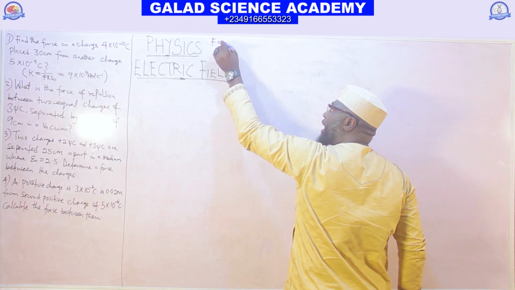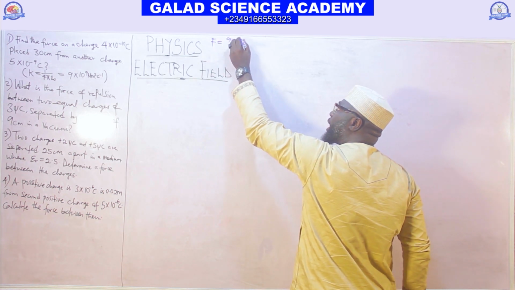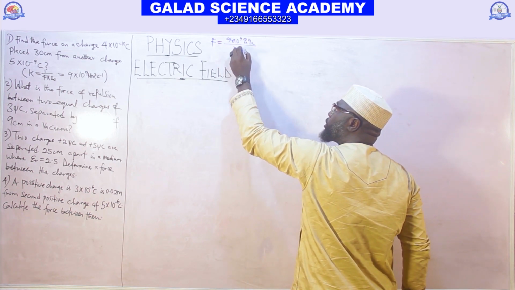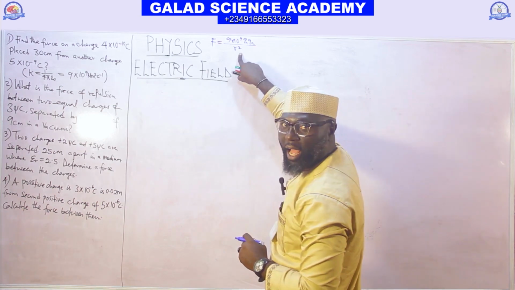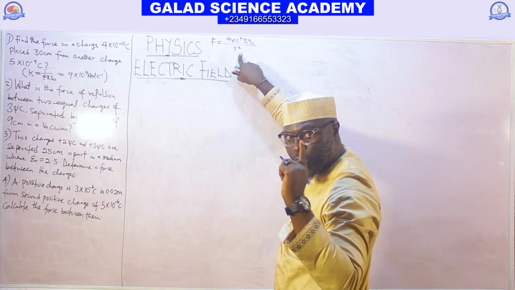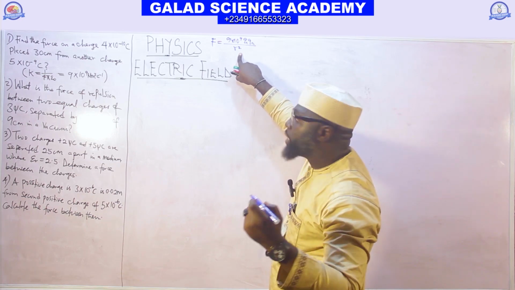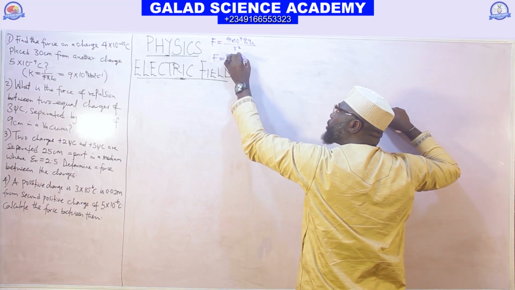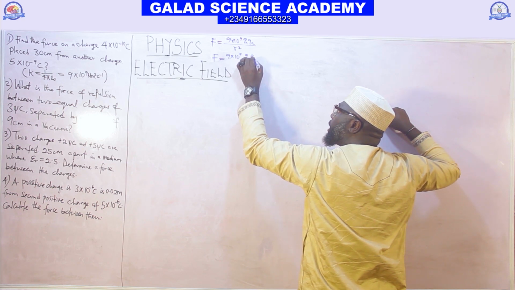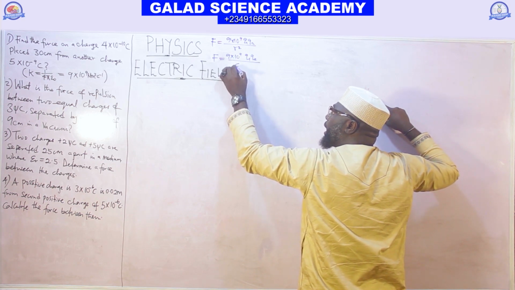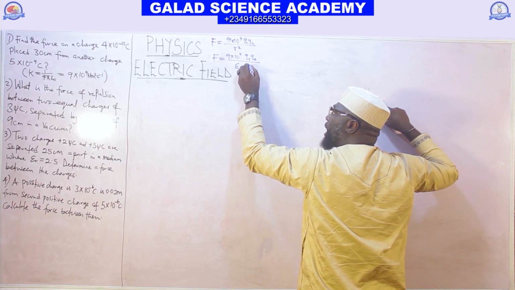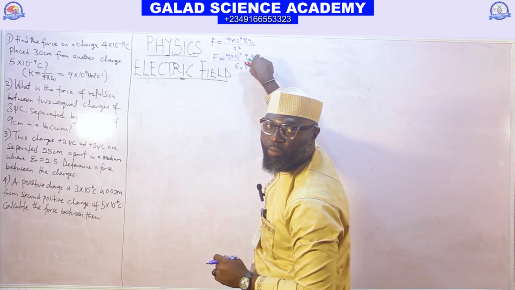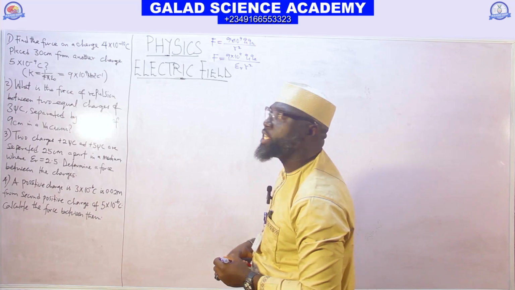The first one is what? F was 9 multiplied by 10 raised to power 9 Q1 Q2 over R square. Whenever you are using this formula, the charge given is in free space. But if the charge given is not in free space, you will apply F equals 9 multiplied by 10 raised to power 9 Q1 Q2 over relative permittivity times R square. This second formula is used for a medium which is not free space.